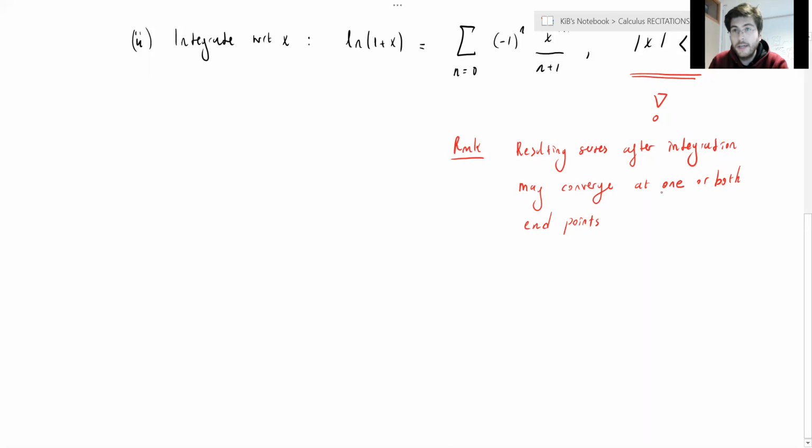Therefore, we should check endpoints separately. So for sure, it is convergent on exactly the same domain, but we may have extra convergence behavior at the endpoints. Therefore, we should check the endpoints for the resulting series after integration. Therefore, as a third step, we should check the endpoints.